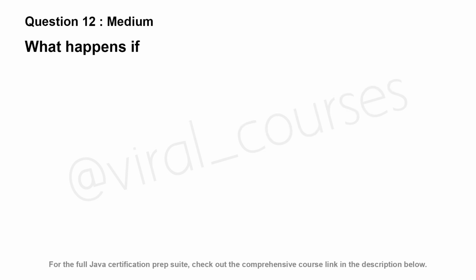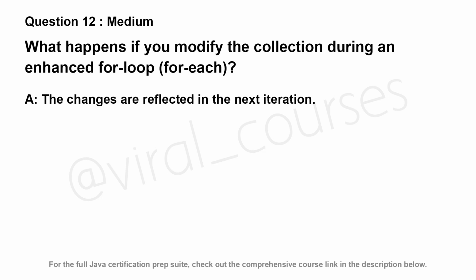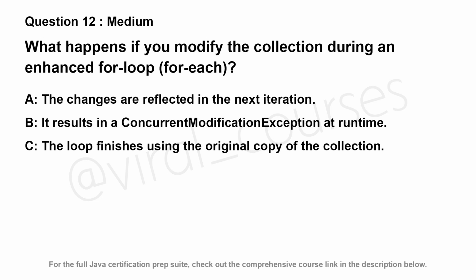What happens if you modify the collection during an enhanced for loop, for-each? Option A, the changes are reflected in the next iteration. Option B, it results in a ConcurrentModificationException at runtime. Option C, the loop finishes using the original copy of the collection. Option D, it is a compilation error.